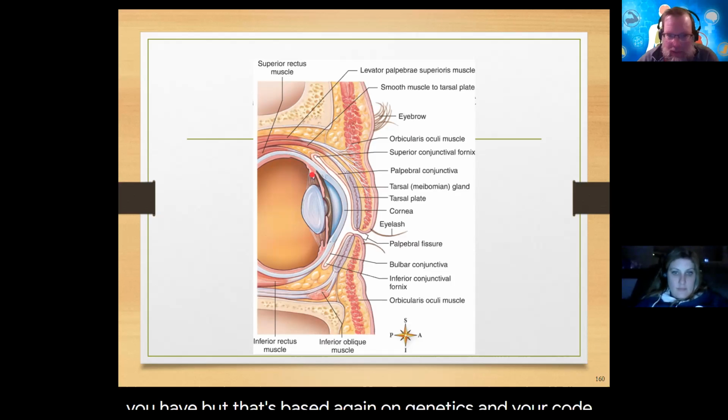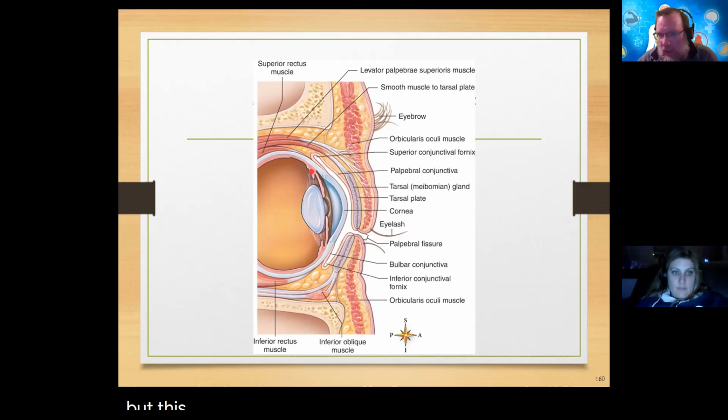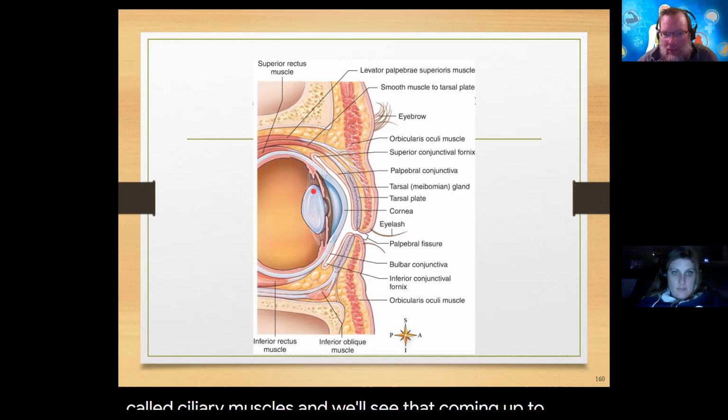But this choroid layer, notice it has these little, they're called ciliary muscles, and we'll see that coming up too. But these are suspensory ligaments that hold that lens in place. And so when an image is coming in and I'm trying to focus on it, that's where the lenses are going to play a role.